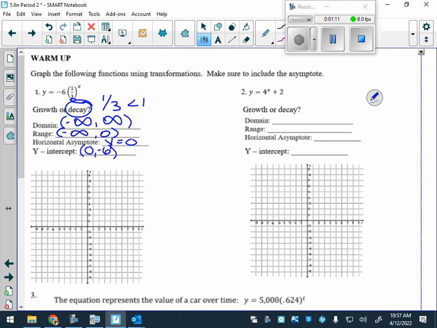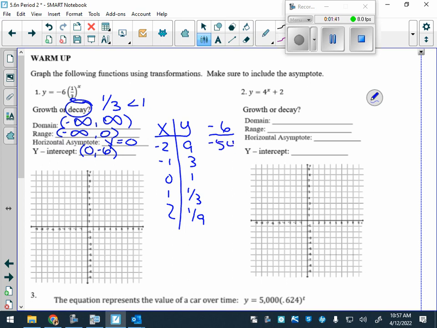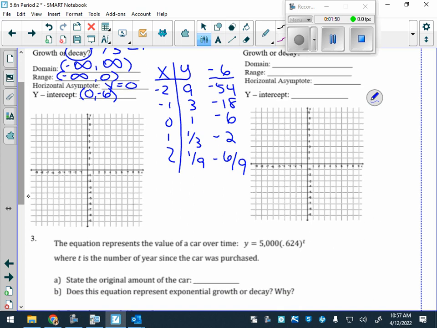Good, 0, -6. Now, how we get that information is if you started with our table of values, okay, so we have 9, 3, 1, 1/3, and 1/9, that's our original parent function. Then you would multiply by -6. I know some of these points fall off the graph, but you see where the graph is heading. So, -54, -18, -6, -2, -6/9, which you could reduce. So our horizontal asymptote is y equals 0.